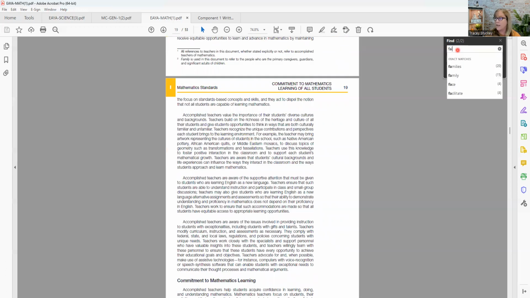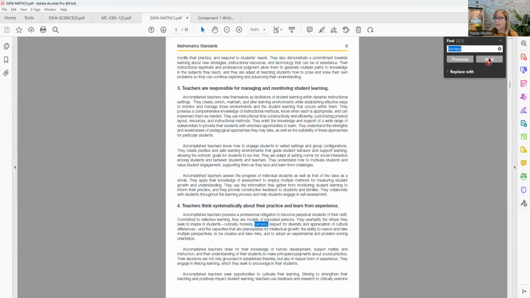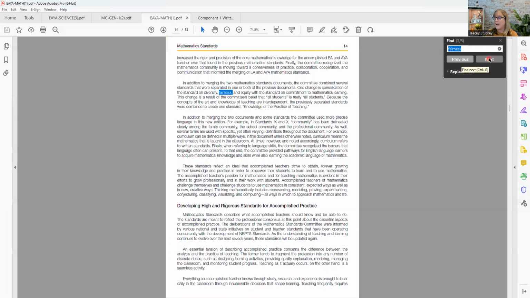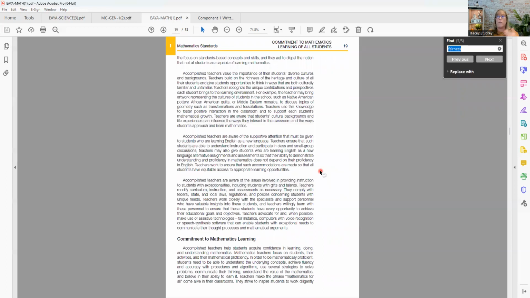Let's look at fairness. Fairness comes up 3 times here for you. And again, it's mostly coming up inside of things outside of a particular standard. So it's all the forward stuff that you really need to look at in EAYA math.